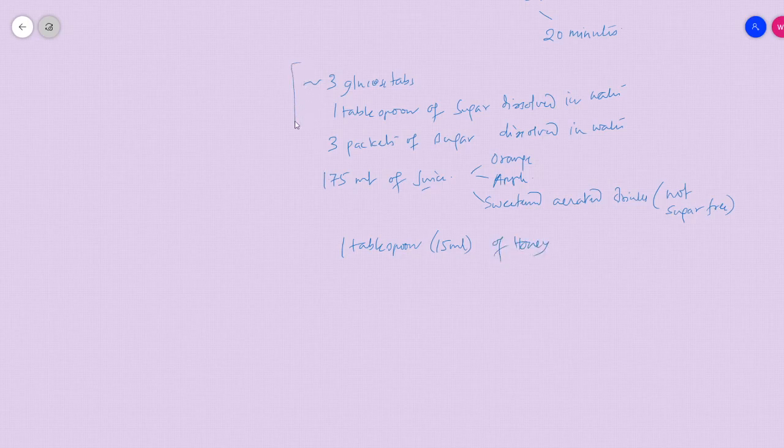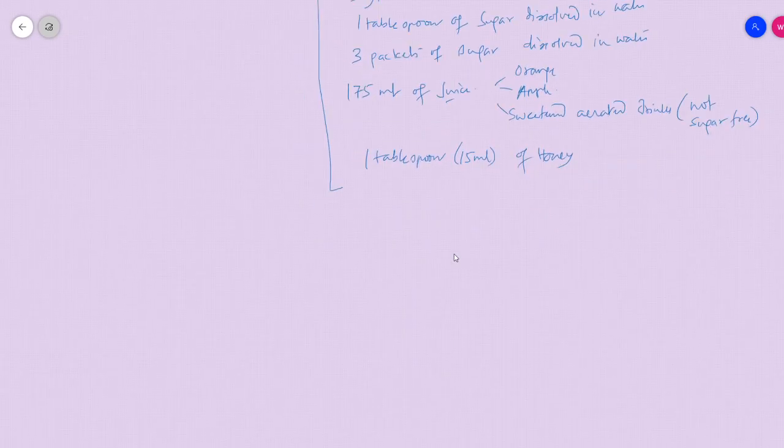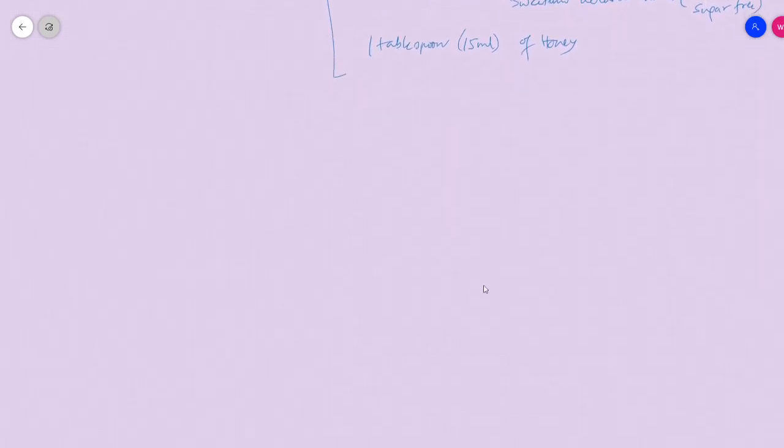Okay, so why is this important for us to learn? Because this helps us to educate the patient as to how to prevent episodes of hypoglycemia in absence of expert medical help. So this is hypoglycemia when the patient can consume things orally.